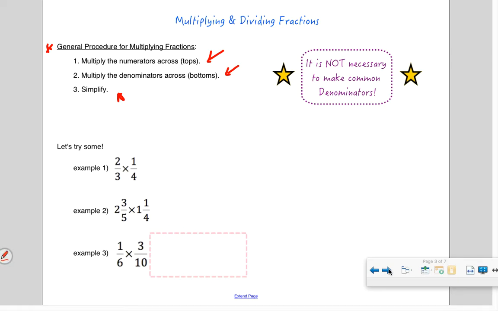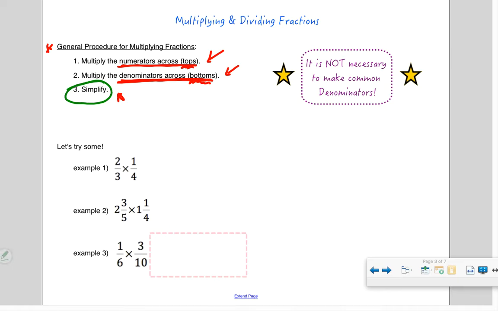All you really have to do is multiply the numerators by each other. Just multiply across. Remember, the numerators are the top. And then you multiply the denominators across. Those are the bottoms of your fractions. And then always and forever, don't forget to simplify. Don't forget to simplify.